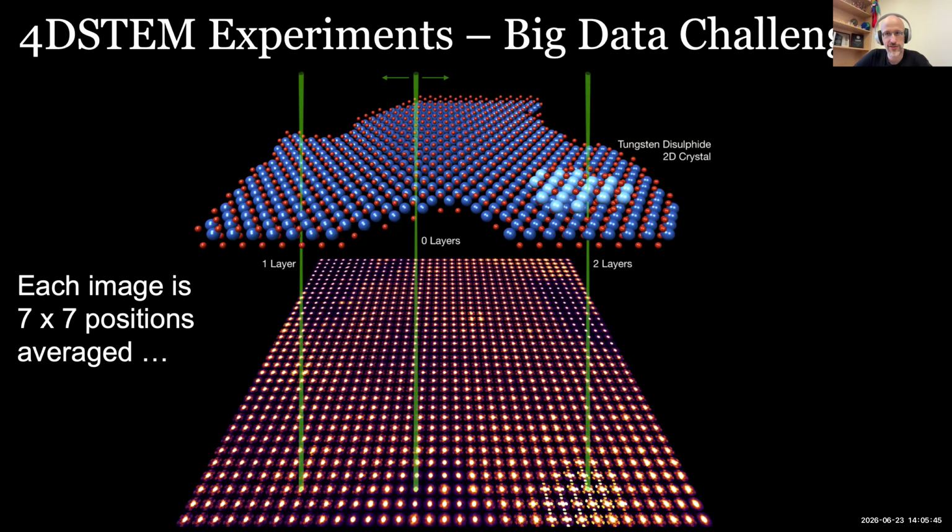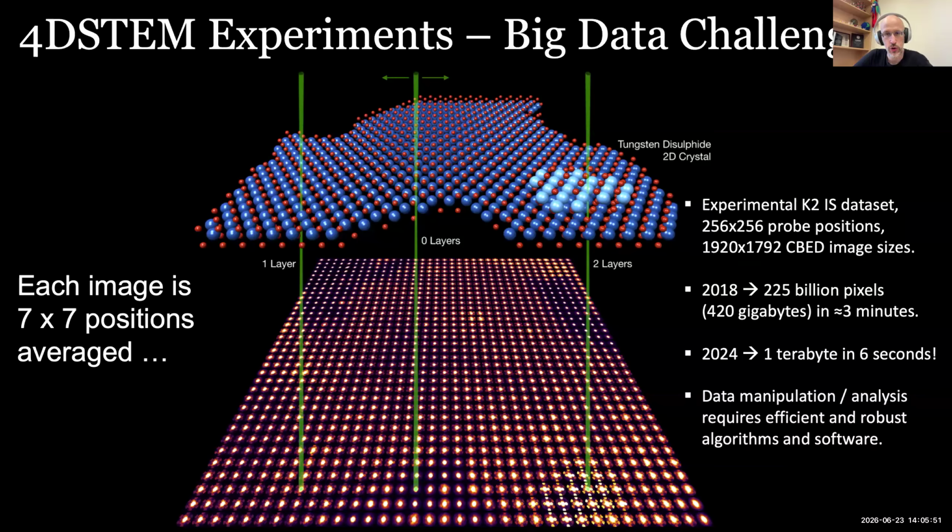But it still doesn't give you a feel for the millions of images that we're able to record here. This is an old experiment recorded in 2018. We had 256 by 256 probe positions and almost 2000 by 2000 pixels for each image. So over 400 gigabytes recorded in 3 minutes.